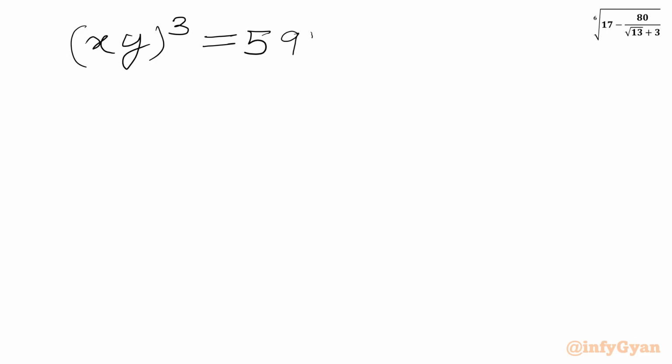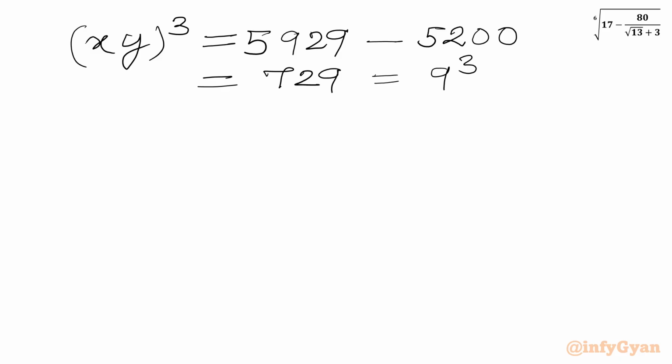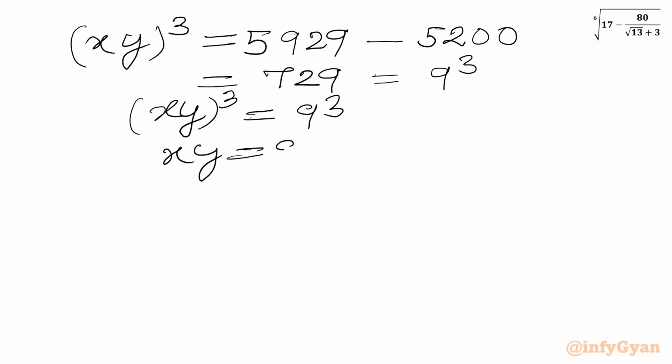Let us write here. So LHS will be (xy) whole cube. Now 77 square, this value will be 5929, minus (20 square root 13) whole square, which will be 5200. If we take this difference, then this will come out 729, which is the cube of 9. On the left hand side we have (xy) whole cube. On the right hand side we have 9 whole cube. Once we take cube root both sides, for real xy, we will get xy equal to 9. I will call this our equation number 2.